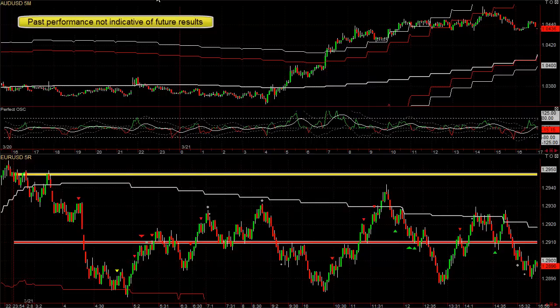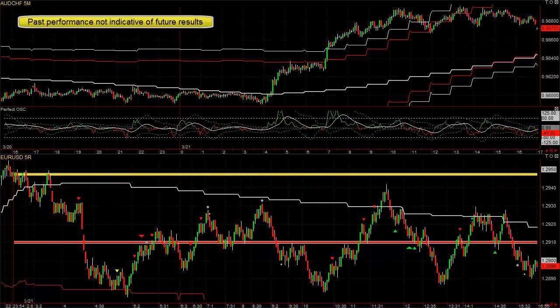Let's take a look at the Australian Swiss. Because remember, the Swiss broke down right at 7.